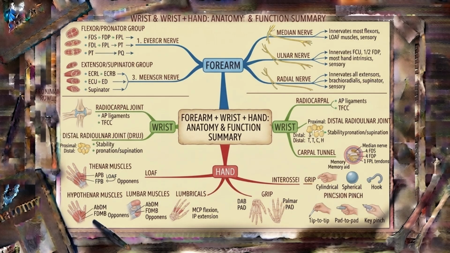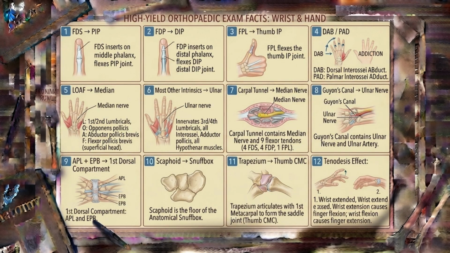Let's bring the entire region together. Forearm: flexor-pronator compartment, extensor-supinator compartment, median, ulnar and radial nerve systems. For the wrist: radiocarpal joint, distal radioulnar joint, carpal bones, carpal tunnel. For hand: thenar, hypothenar, lumbricals, interossei, grip, pinch and thumb opposition. And finally, remember the major clinical anatomy associations.